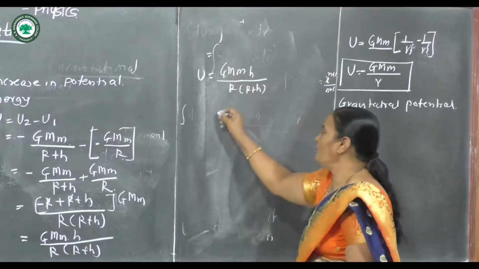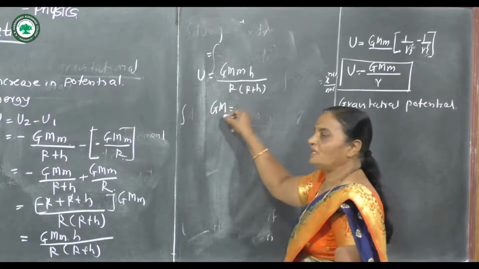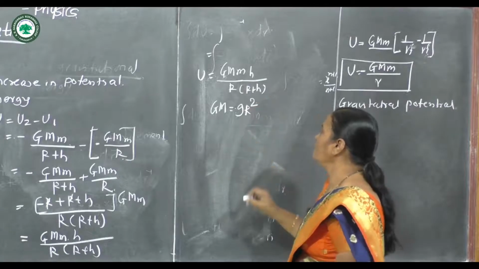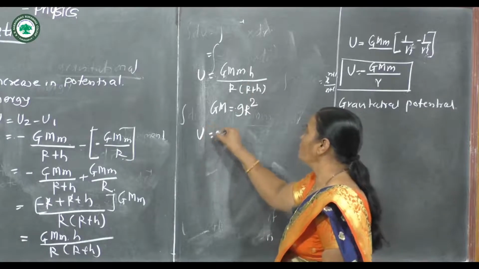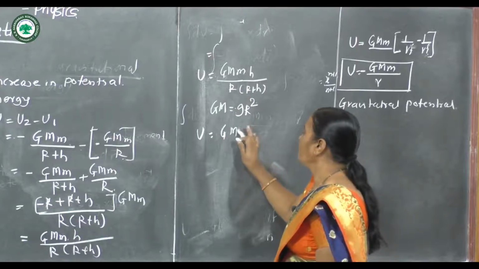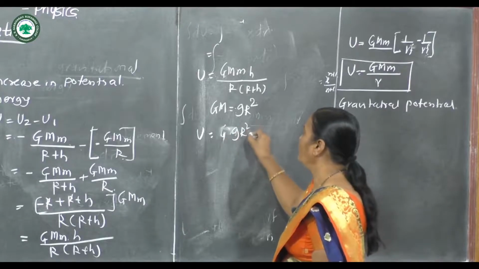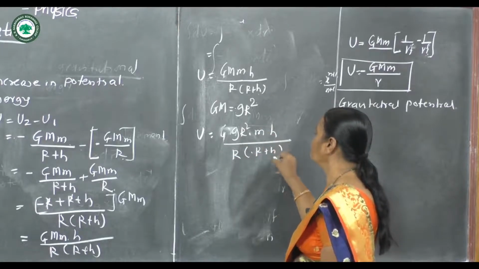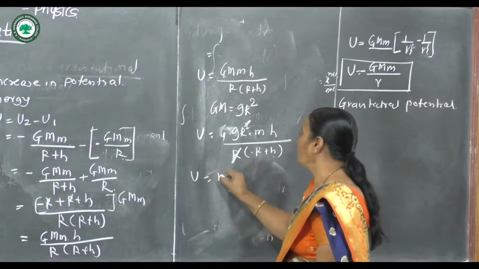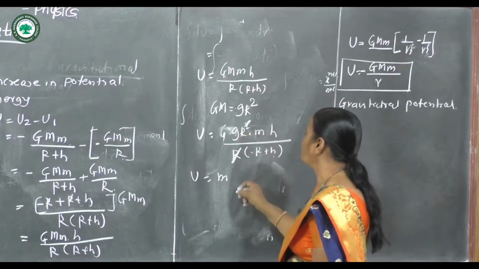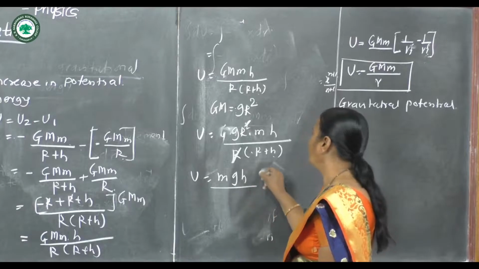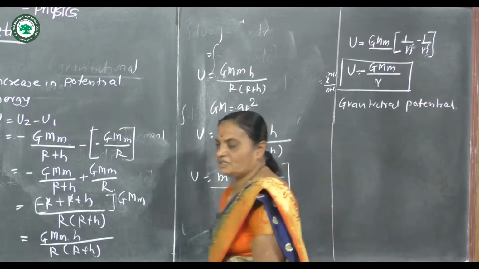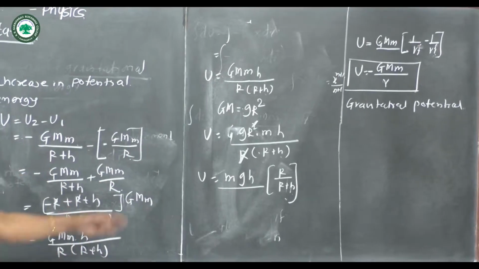Now substitute GM, where G is the universal constant and M is the mass of earth, so GM is equal to g R square. Substituting here, U is equal to g R square into m h divided by R into R plus H. R gets cancelled, and we get mgh divided by R plus H, that is mgh into R upon R plus H.